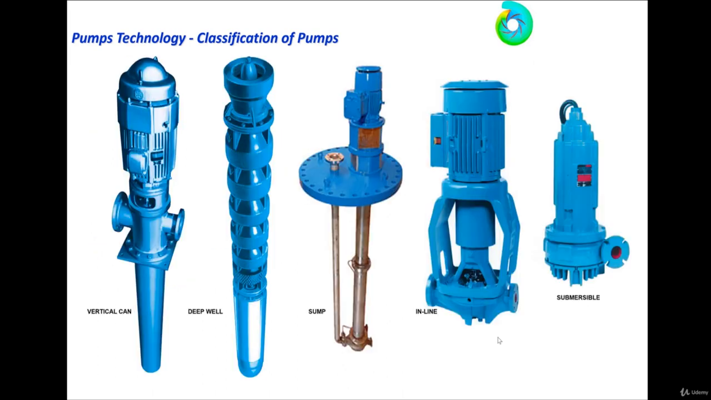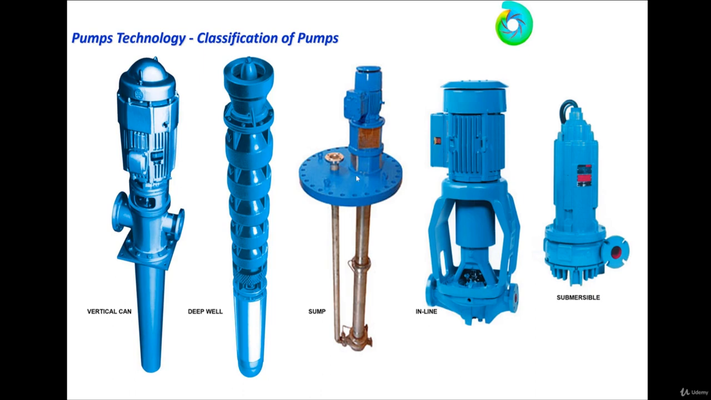These are different types of vertical pumps, as you can see: vertical can, deep well. The vertical can has the highest range of flow and pressure among the centrifugal vertical pumps used, this one. And this one is deep well, used in many upstream applications. The motor is down, submerged in the fluid, and these are the impellers and the bowls.